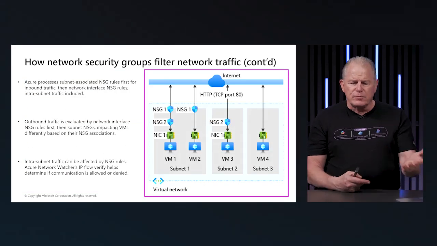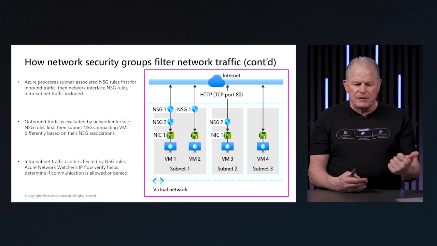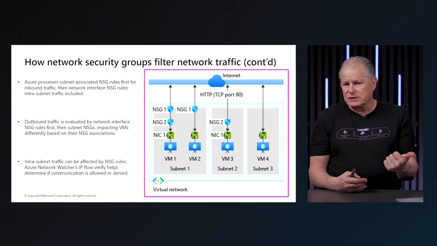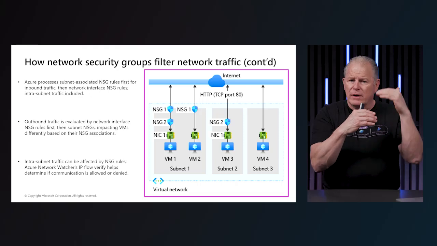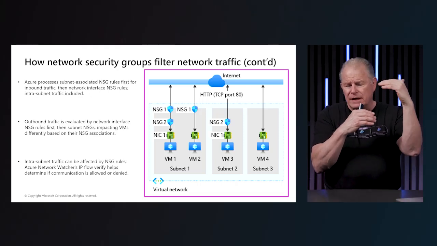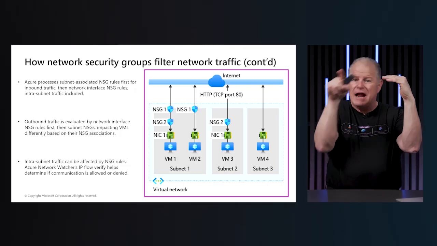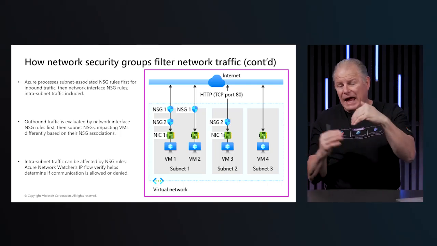Seeing how they get filtered, we take a look here. We talked about where the NSGs could be applied. You can apply them at the subnet level, and you can have multiple NSGs applied there. So how do they get applied? If you have an NSG at the subnet level, one at the actual NIC level, and then an application security group, you've got three firewalls that you're going to be working through to get in and out.